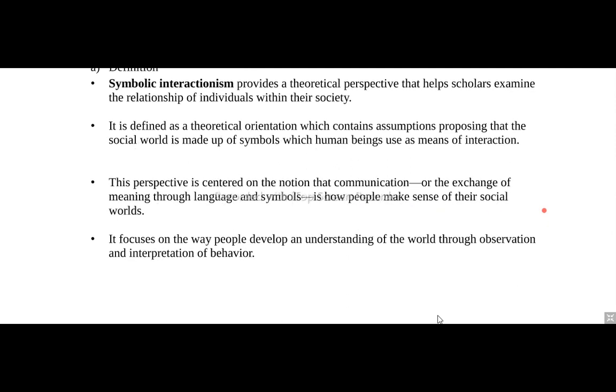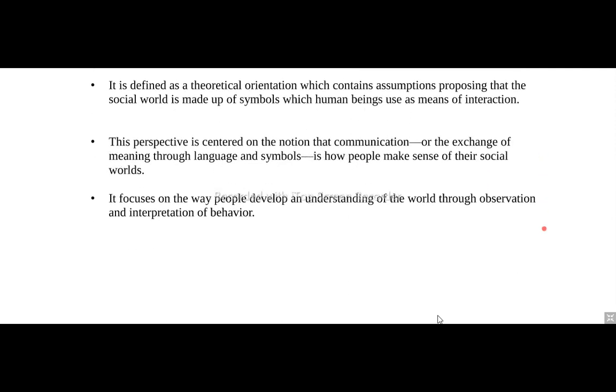So language is a symbol, and there are other things that we use as symbols that will help us to understand or to get meanings of things in our social lives. It focuses on the way people develop an understanding of the world through observation and interpretation of behavior.